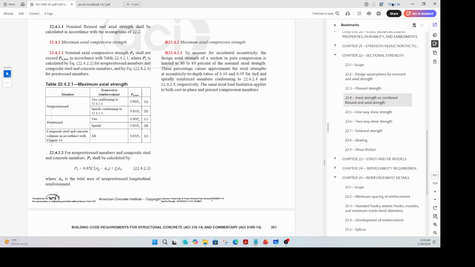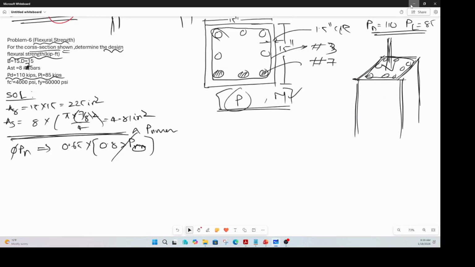Why do we calculate phi Pn? We'll have to get into something called the interaction diagram to calculate the moment capacity given the fact that the column is already subject to a certain axial load. Then that is why we are calculating our Pn value. Okay, so I'll calculate the phi Pn again.